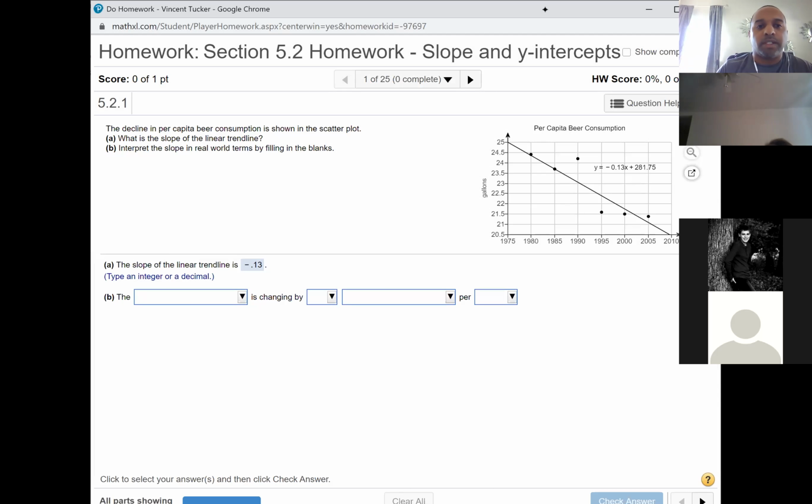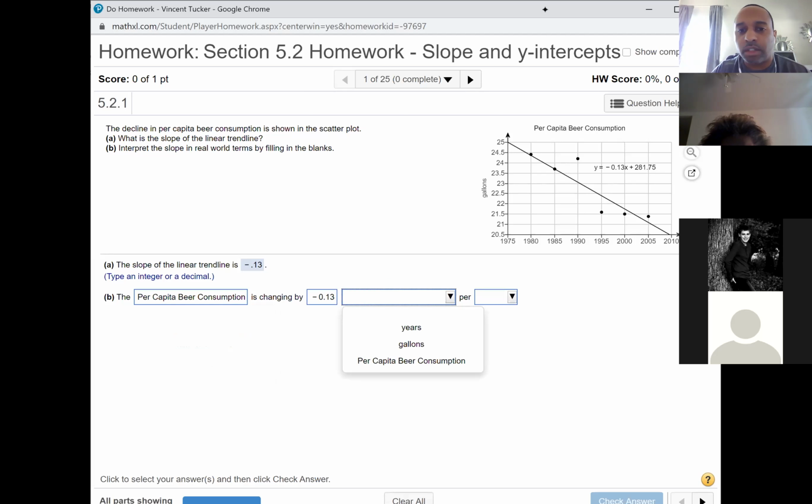All right, then it says in real world terms, fill in the blank. So it should be per capita beer consumption. That's the top. If you look at the top of your graph, that's the title. You're talking about per capita beer consumption changing by negative 0.13 years per gallon. So your years is down bottom. That's your X. That's what's being affected by the negative 0.13. And it's per gallon, which is your Y.